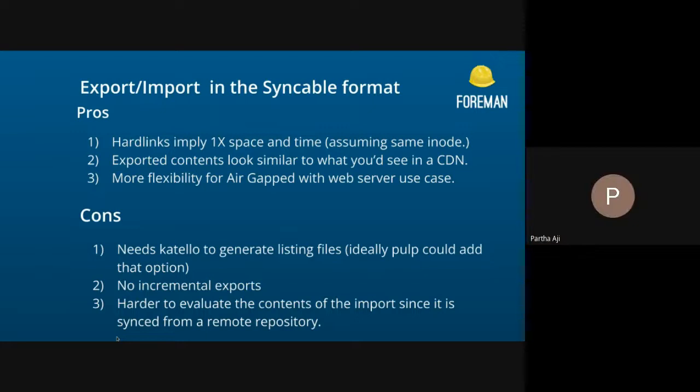Okay. So again, the benefits of sync, like using hard links here. As I said, the space is not that big a deal. They look similar to what you would see in a CDN, more flexibility. I went through all those. Again, the con is that Katello needs to generate the listing files. We don't have the equivalent of an incremental export yet. That's in the pipeline, I think. We'll hopefully figure that out.